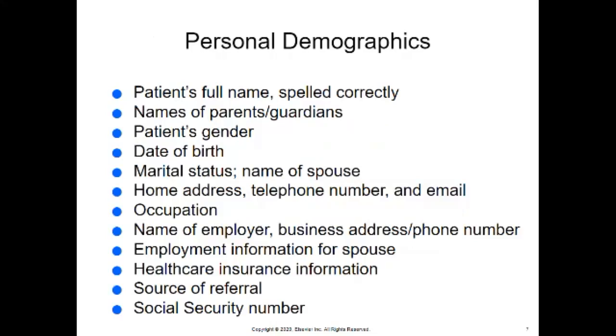So let's talk about personal demographics. What is found in personal demographics? Well, your patient's full name, and it needs to be spelled correctly. Names of parents or guardians, patient's gender, date of birth, marital status and the name of the spouse, home address, telephone number and email, occupation, name of employer, business address, phone number, employment information for spouse, healthcare insurance information, source of referral, and social security number.